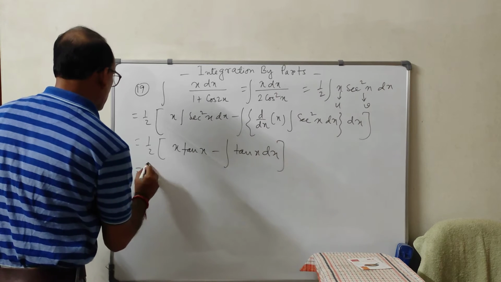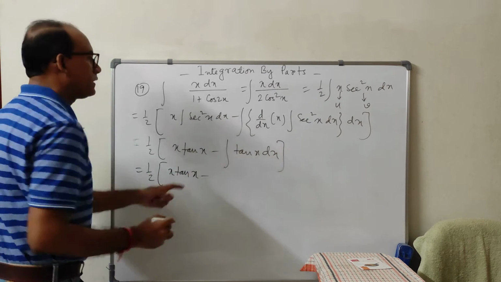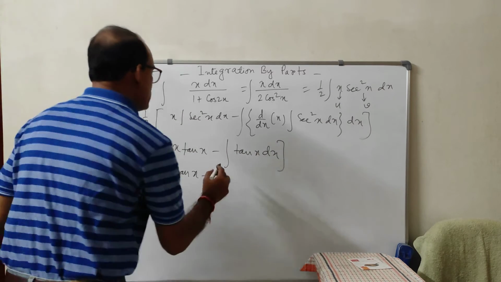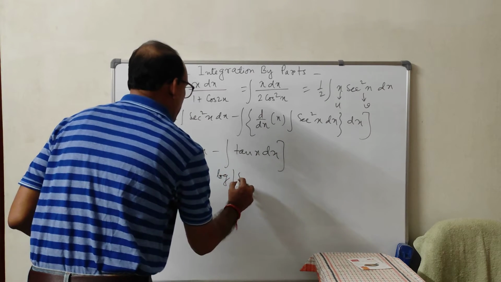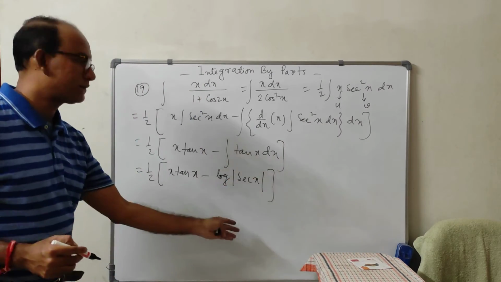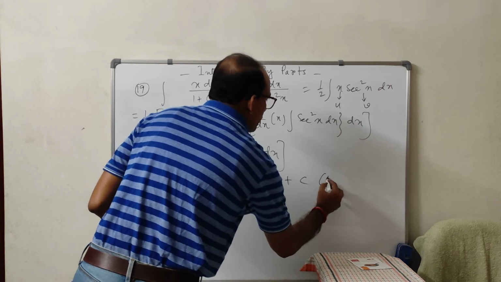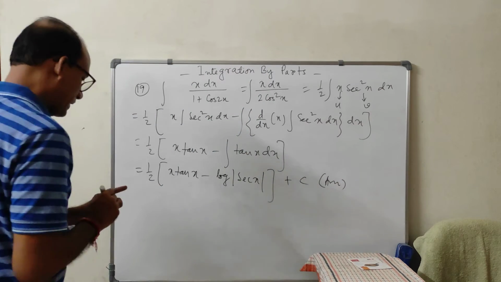So half x tan x minus, what is integration of tan x? This is log mod sec x. See, all the integrals are over. Now we can put constant of integration c here.